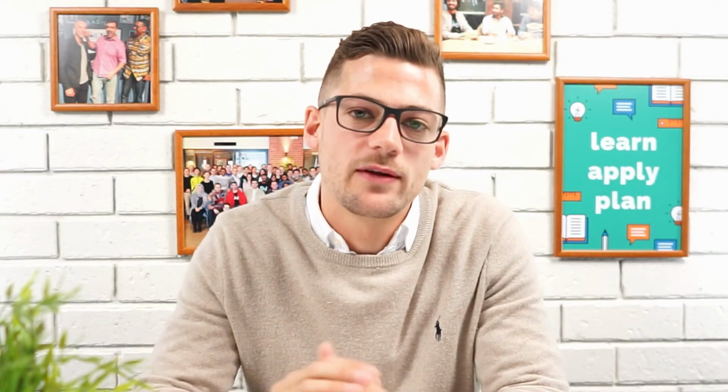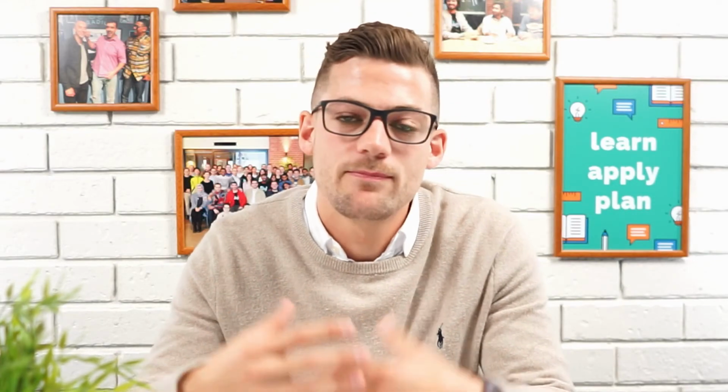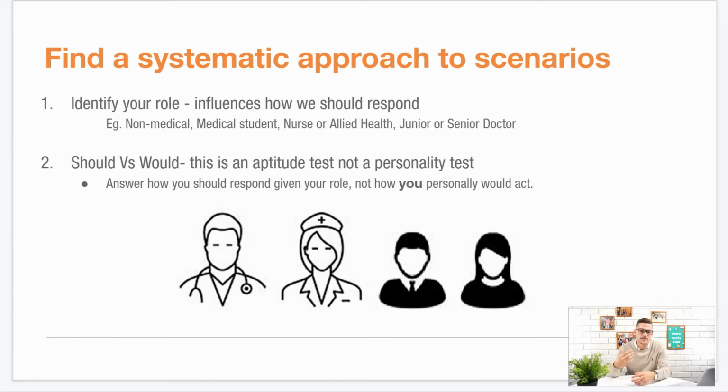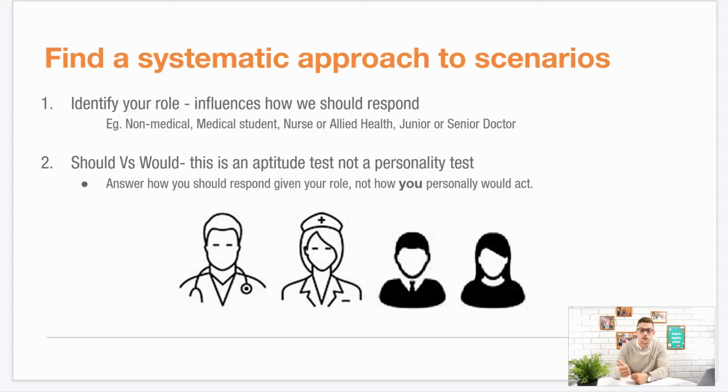As you can see from the previous example, there can be multiple different elements to do with the scenario and also questions. The best way to approach these scenarios is really to find a systematic approach. Here at Phrases, we have a 5-step approach that we think is the best to breaking down scenarios and also questions and responding. So firstly, we have identifying your role. This is really critically important to influence how we should respond to a certain situation.